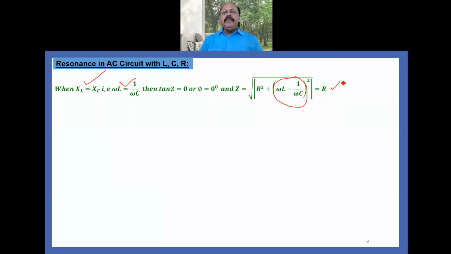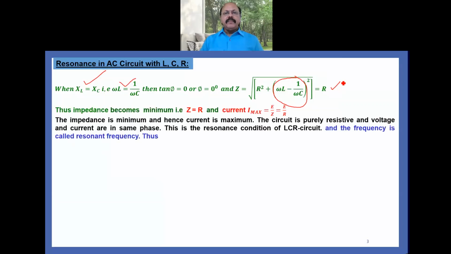So we are getting the minimum impedance in the LCR series circuit. So at that time, the maximum current is admitted by the AC circuit. And that maximum current, I max equal to E upon Z, but Z equal to R, therefore E upon R. Now the impedance is minimum and hence the current is maximum. The circuit is purely resistive and voltage and current are in the same phase. This is the resonance condition of the LCR series circuit, and the frequency is called the resonant frequency.